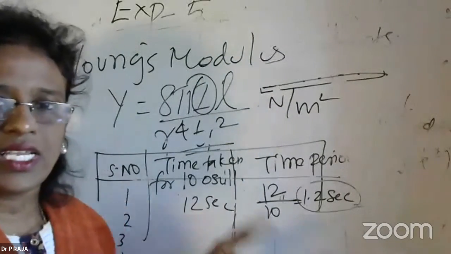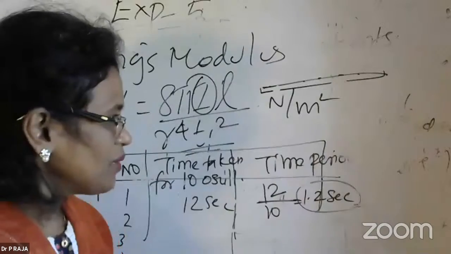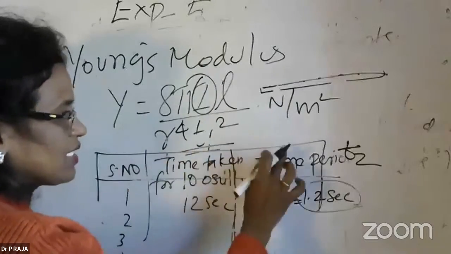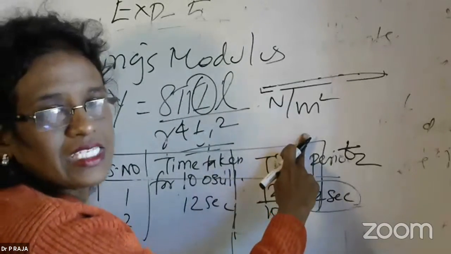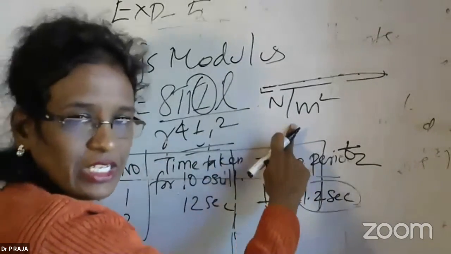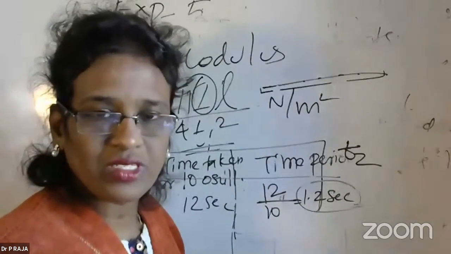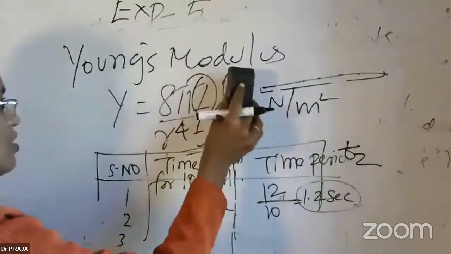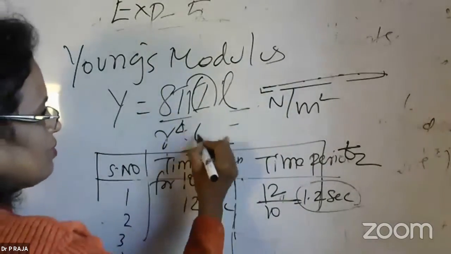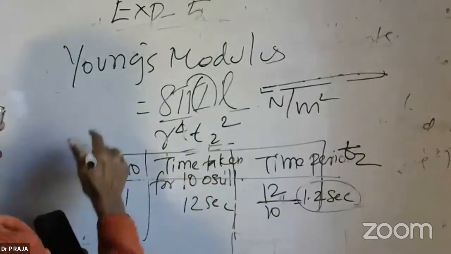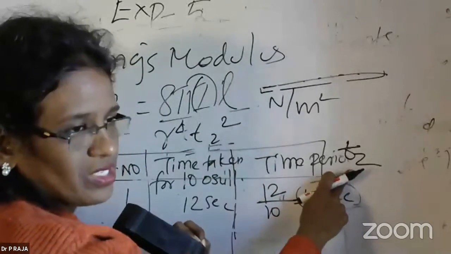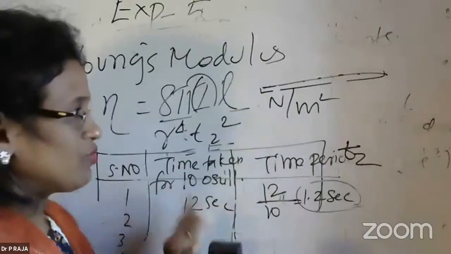Now the second part of the experiment: draw the same tabular column and put it as T2. This is the time period to find the modulus of rigidity of the wire. The formula will also remain the same, except this will become T2 squared. This will be eta. Same formula, only the time will be changed. But the experimental procedure, now I'll tell you how it will change.